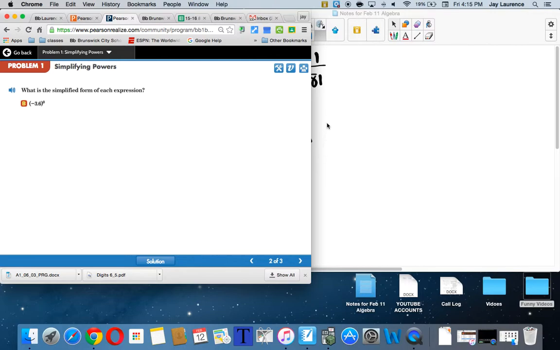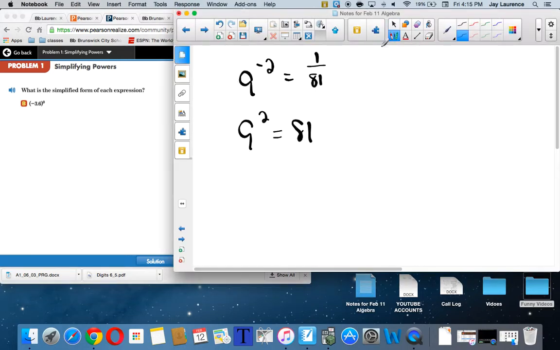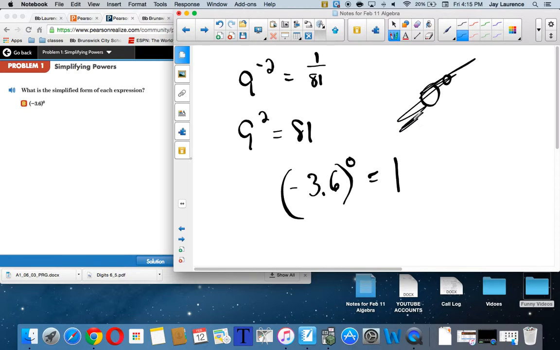The next problem says negative 3 6/10 raised to the 0 power. How about 1? Yeah, any non-zero number, did you write that down? Any non-zero number raised to the power of 0 is 1. 0 to the 0 power is undefined. Yeah, 0 to the 0 power is undefined. Can't do it, okay? It implies a division by 0, and I'll explain that at another time.